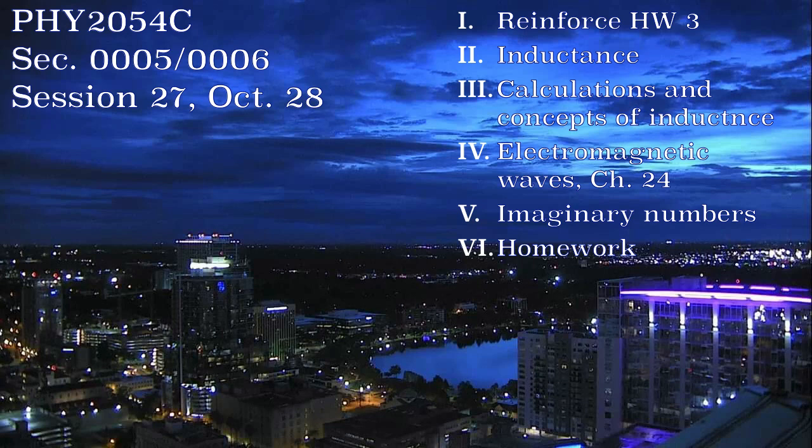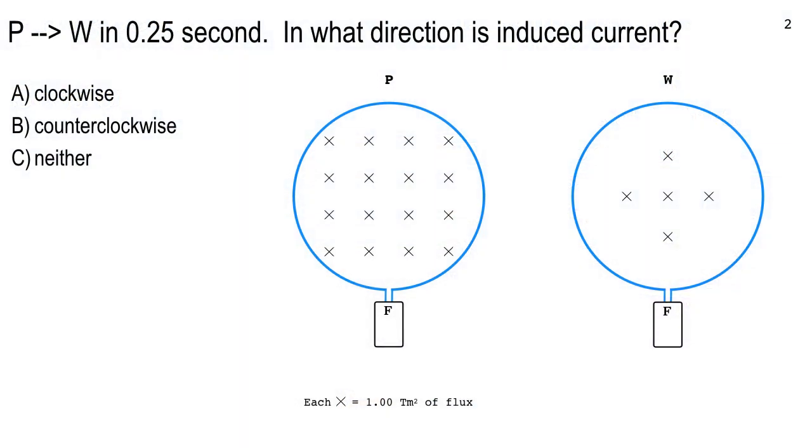We're going to take a look at homework 3. Now, homework 3 is not due until midnight, so if you still have attempts on it, you can try one more attempt after we do it. But let's take a look at this one here. And this is a multiple choice question. From state P to state W in 0.25 second. Go ahead and make a decision. What direction is the induced current? This is the kind of thing you got to do on homework 3. And we'll talk about this one.